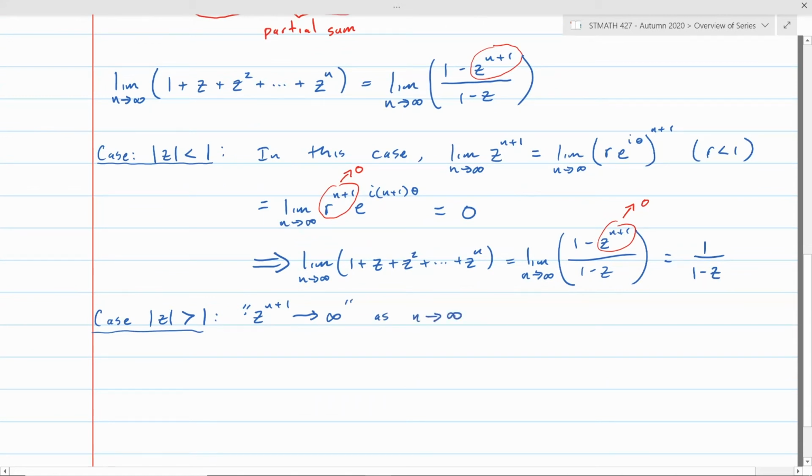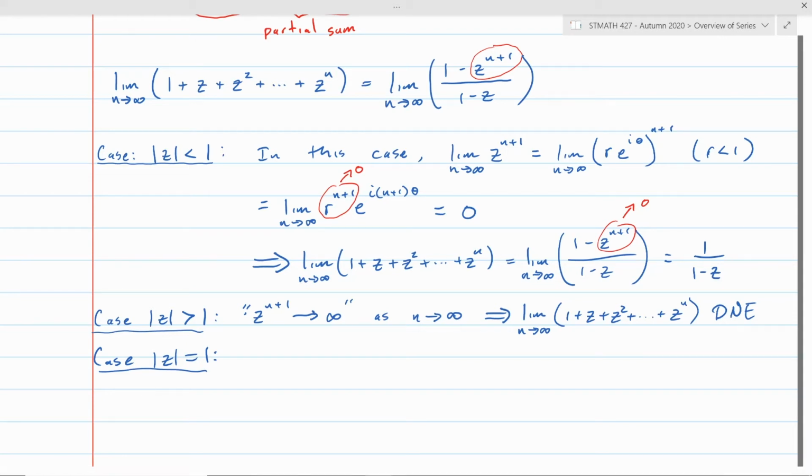The modulus of that number is going to grow large. So that tells you that the limit of the partial sum just does not exist. And also, whenever the modulus of z is equal to 1, you can't have z exactly equal to 1, and it's pretty clear that if z were the real number z equals 1, that partial sum would go to infinity.